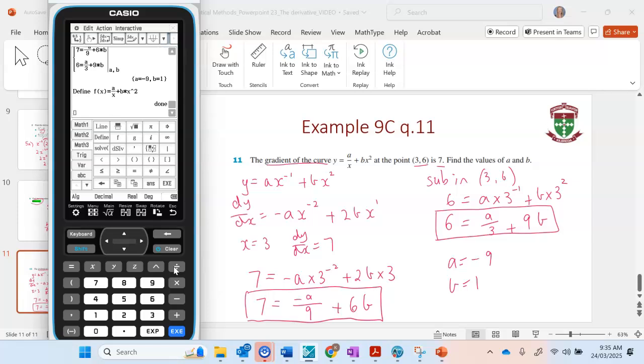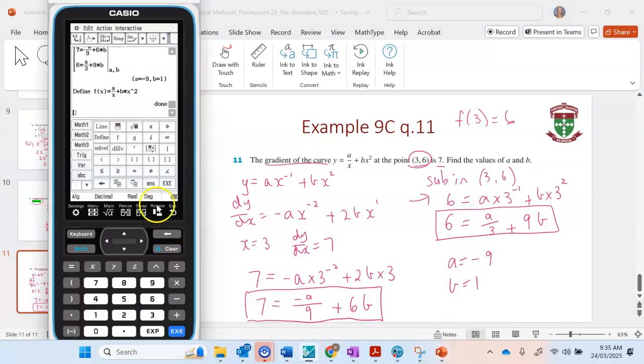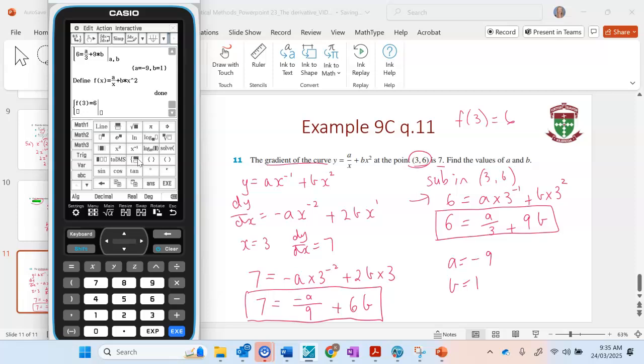All right, remember we've got 2 bits of information. So this first bit of information, we've got the point 3, 6. So that just means f of 3 is equal to 6. Which is what I did here. All right, I substituted it in, but on my calculator, I don't need to do that. So when I'm solving my equations, I can just say f of 3 is equal to 6.